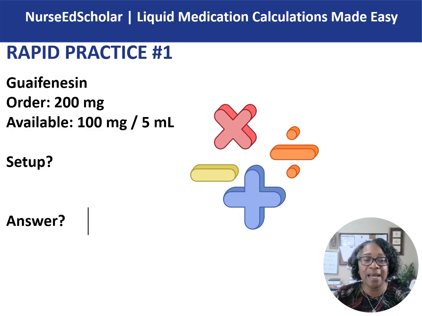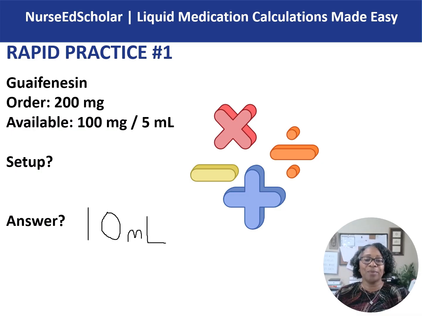So I hope you got this answer: 10 milliliters. All righty. One thing to know about guaifenesin, you need to assess the patient's cough and secretion thickness. It's an expectorant, so you want to make sure the patient is hydrated so they can liquefy those secretions so they'll be able to cough and clear those secretions. All right, let's move to the next practice problem.